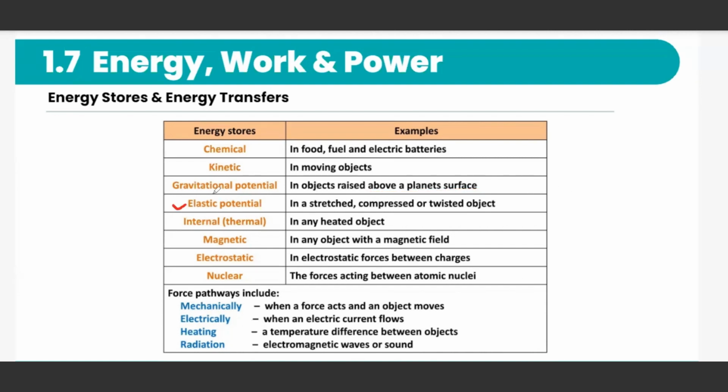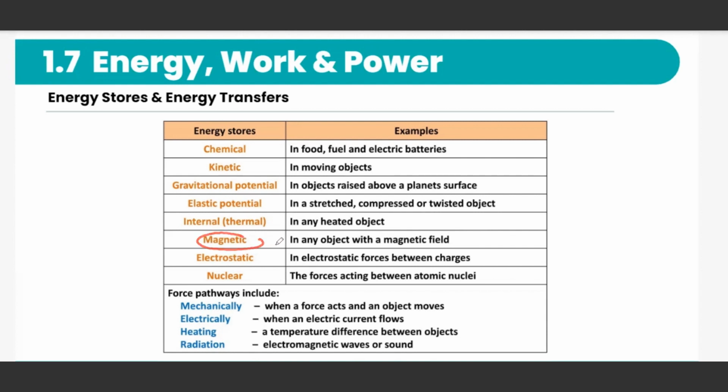There is elastic potential energy. This is the type of energy in objects that are stretched, compressed, or twisted. Internal energy, or more popularly known as thermal energy, is the energy in any object that is heated or any object with some sort of a temperature.